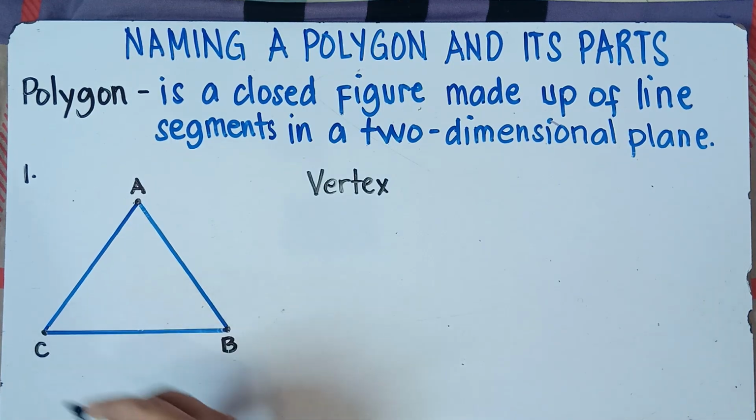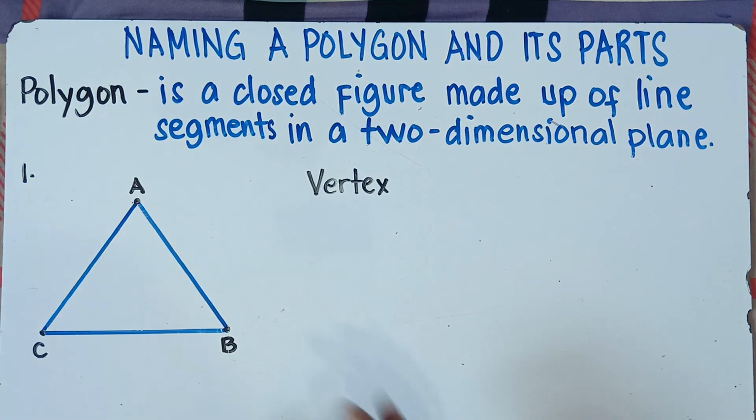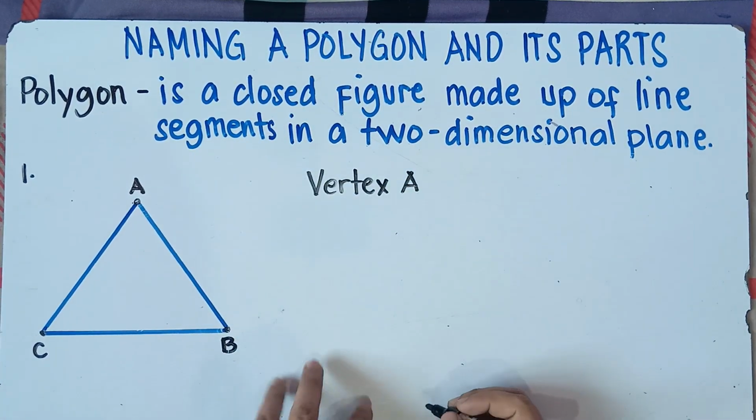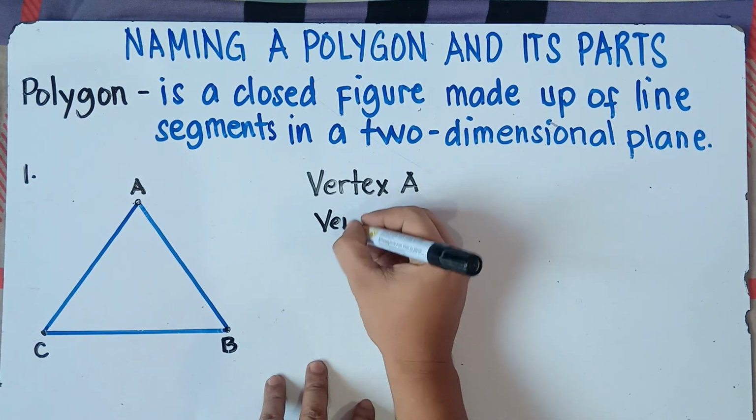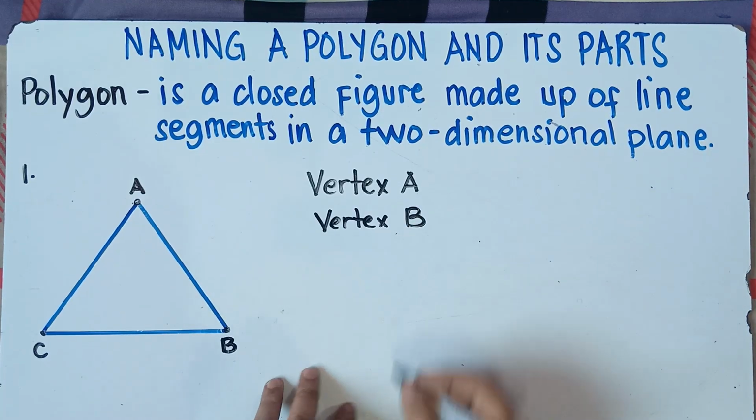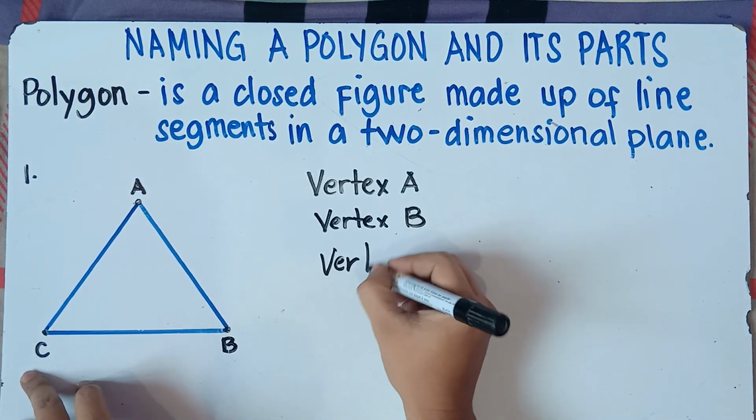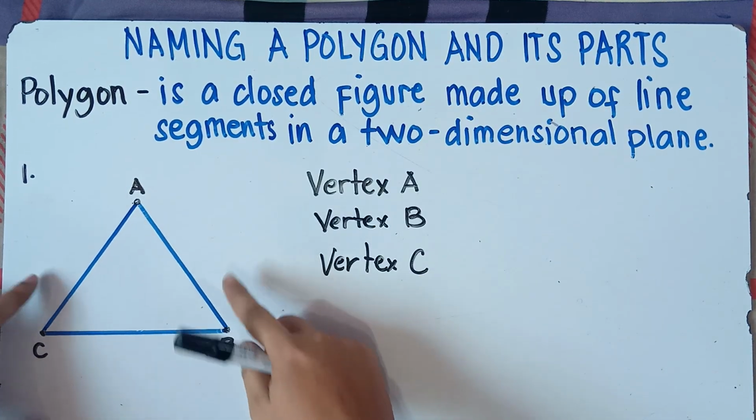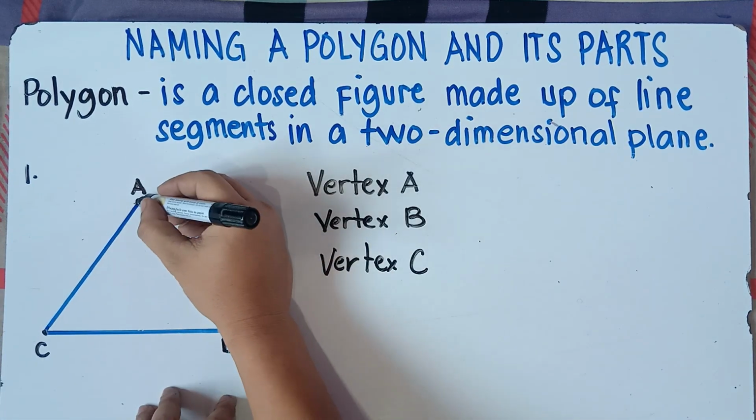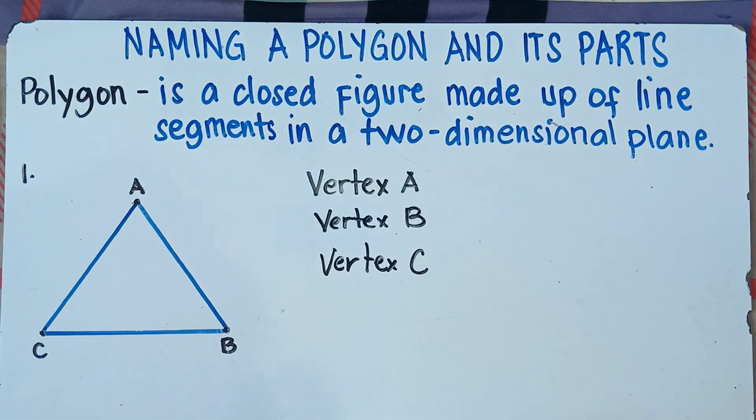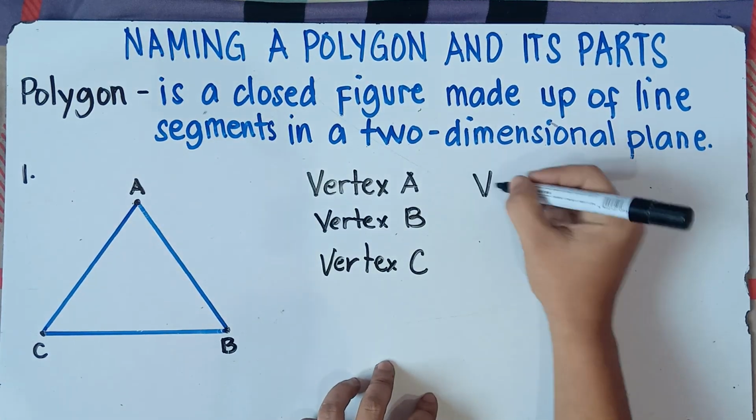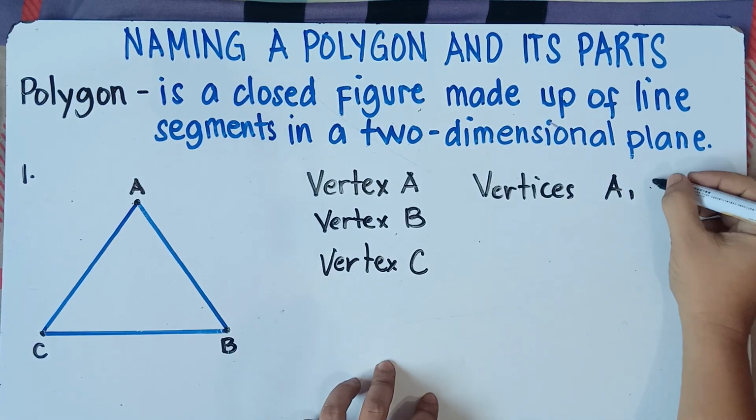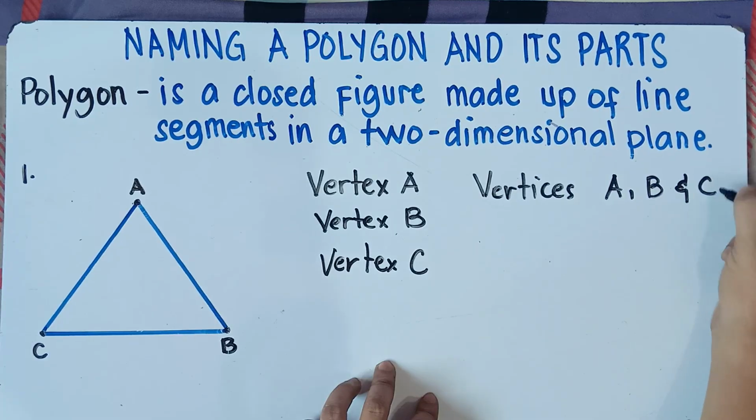So in this triangle, we have 3 vertices. Once again, singular, for this point, we can call this one vertex A. So we have vertex A, vertex B, and also vertex C. Once again, for a vertex, 2 sides or line segments meet and they form a point. This is what we call the vertex. In plural form, we call this vertices. So we have the following vertices: A, B, and C.